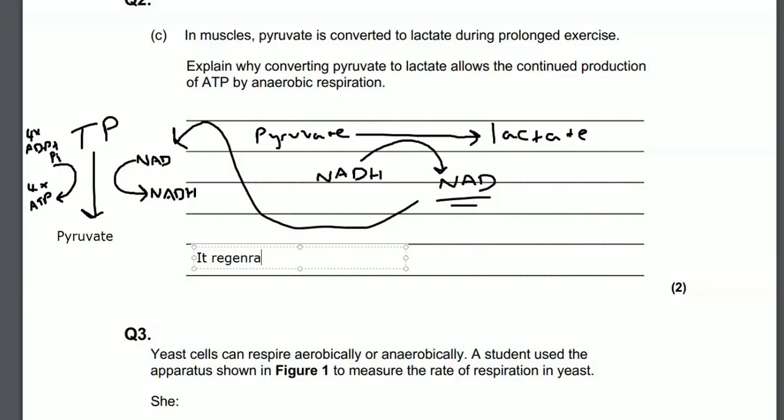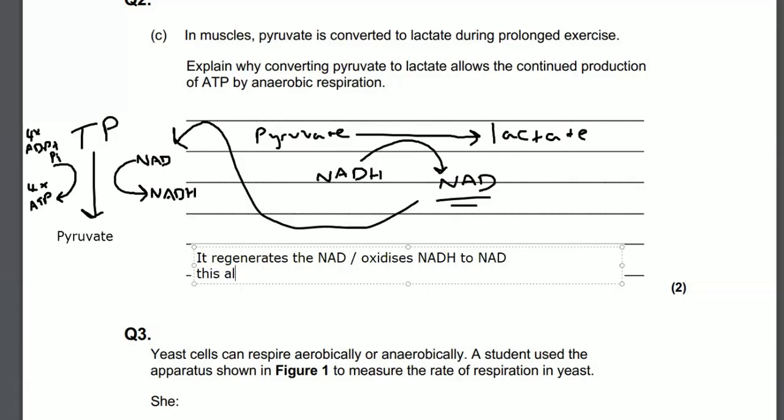So it regenerates the NAD, or it oxidizes NADH to NAD. Remember, in AQA and OCR, they like to use the words reduced NAD or oxidized NAD. So there we go. It oxidizes the NADH to NAD. This allows glycolysis to continue.